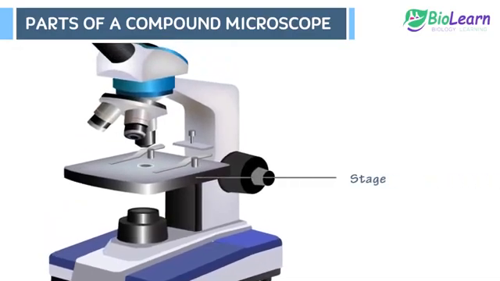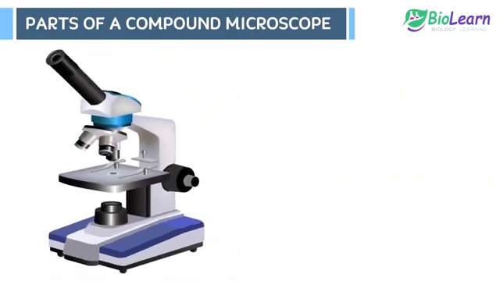The stage provides a supporting surface where the glass slide is kept under the objective lens and allows light to pass from the condenser lens below it. The arm forms the vertical supporting structure of the microscope. So these are the main parts of a compound microscope.